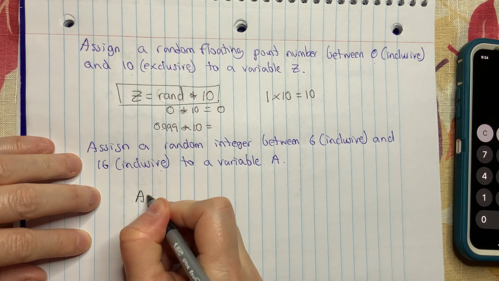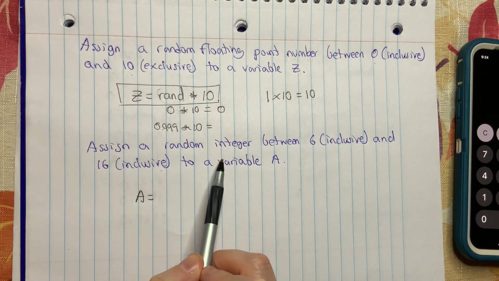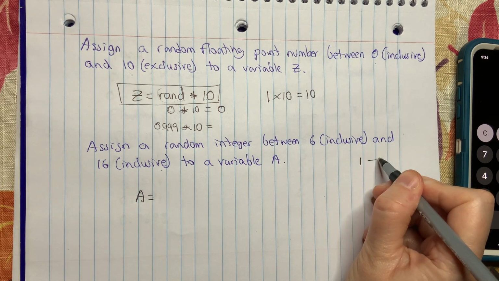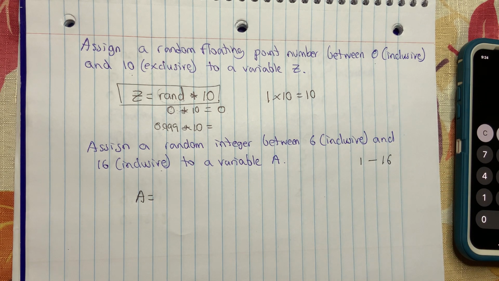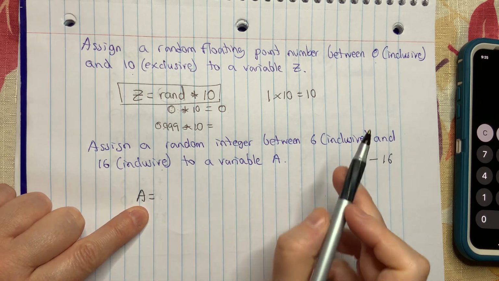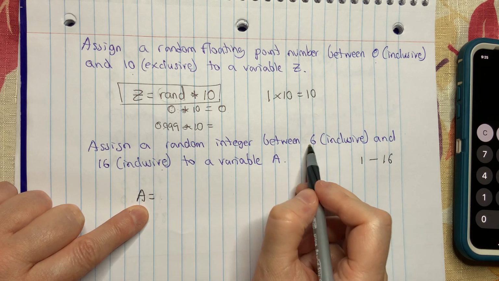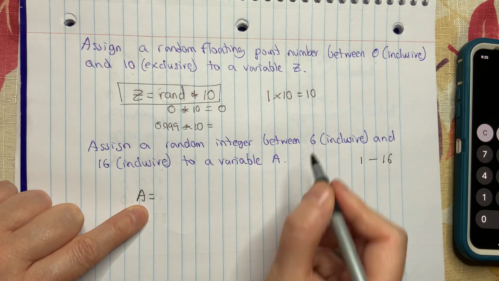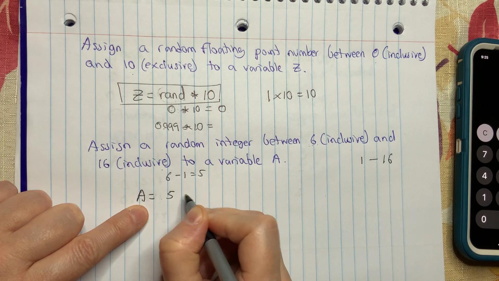So we say A is going to equal. Now this one is going to be a little bit different because the RANDI function begins at 1. So it begins at 1 and it goes to some upper limit. In this case, it's going to be 16. So here what we're going to do is start at the lower limit that they're asking, and we're going to subtract 1 from this. So they want it to start at 6. So we're going to say 6 minus 1 equals 5. So we're going to say 5 here.